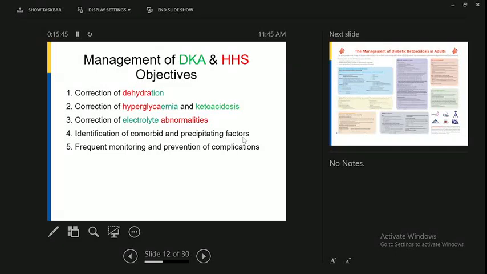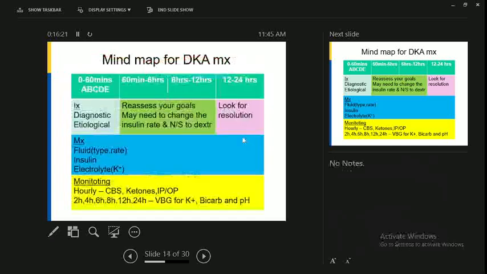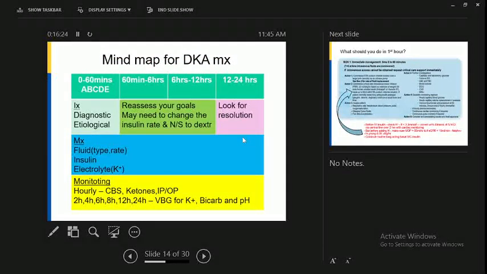That is important even in diabetic ketoacidosis and HHS. Then the second thing is correction of hyperglycemia, both in DKA and HHS, and ketoacidosis, which is only relevant in diabetic ketoacidosis. Correction of electrolyte abnormalities is also important in both conditions, as well as the other two, 4 and 5, which must also be managed at the same time: precipitating factors and complications. So the management protocol is quite large. I'll break it down into a simple version.